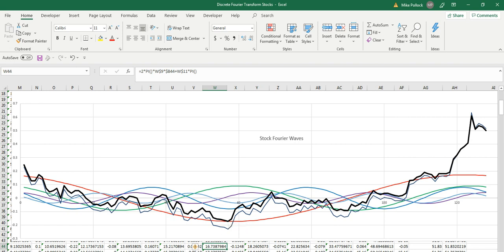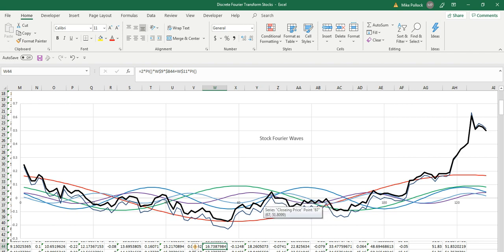This one is peaking. This one's going up. This one is in a dip, so it's going horizontal. This one's going horizontal. And the dominant wave, the red one, is starting to go up. So everything's going to start going up through here. That's why that price went up.